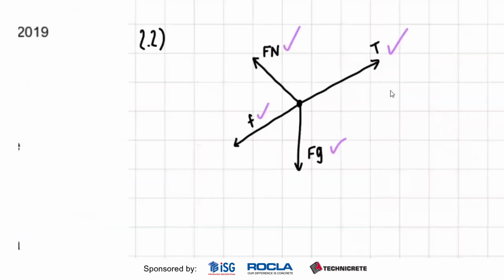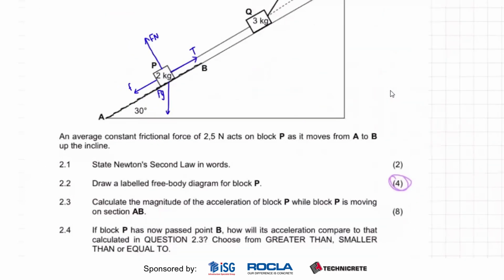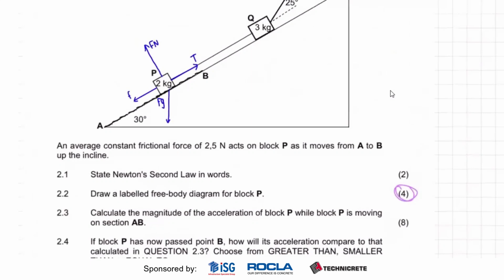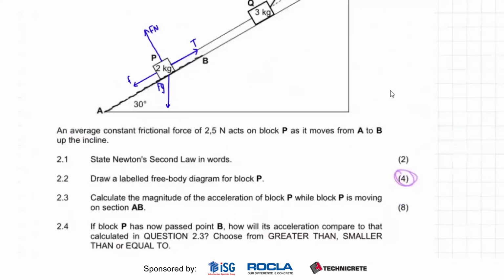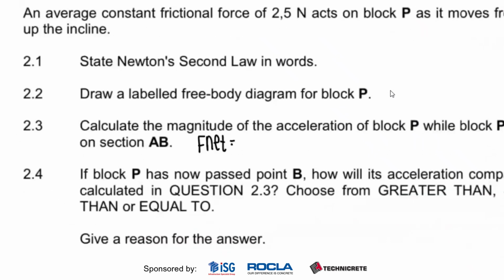Okay, 4 nice marks. Now we come to the actual bulk of the question, question 2.3, which says, calculate the magnitude of the acceleration of block P while block P is moving on section AB. Okay, so when we're thinking about this question, we think about what possible formulae could we use for this question. So our most basic formula is that F net equals mass times acceleration. Okay.